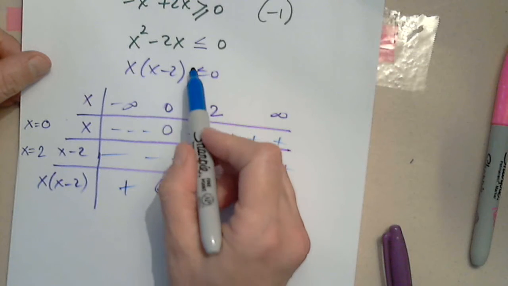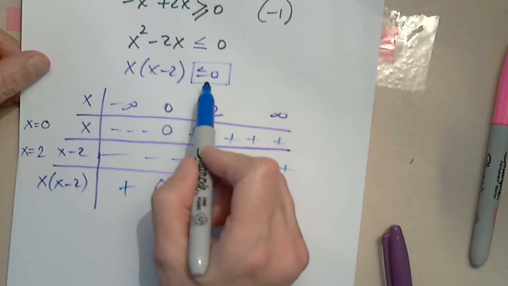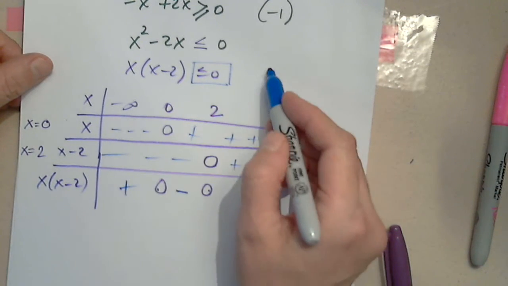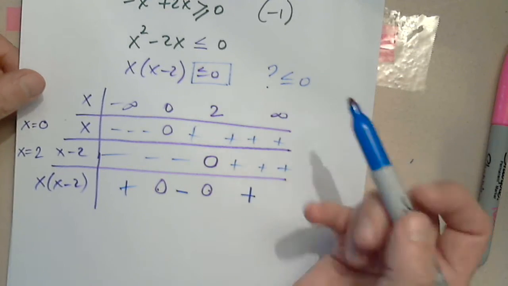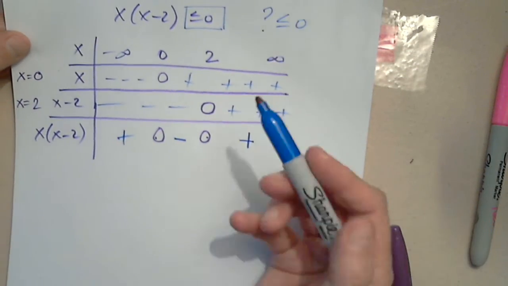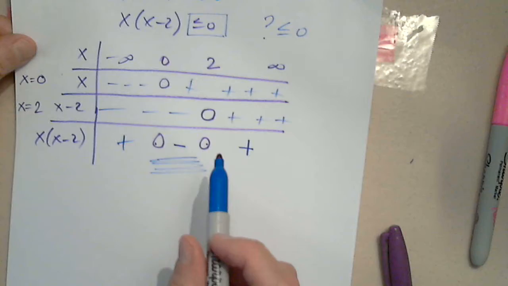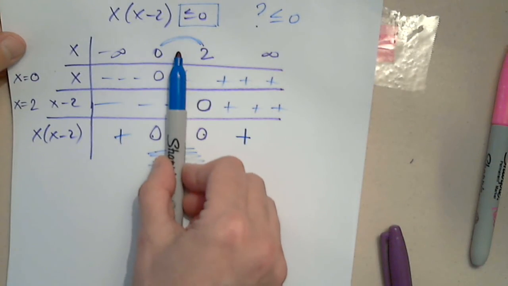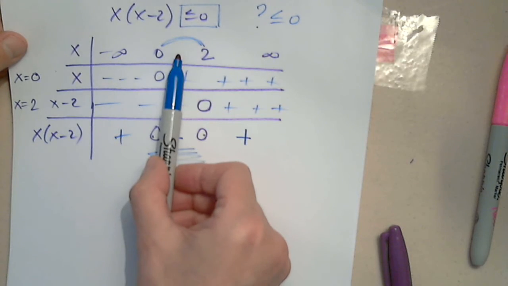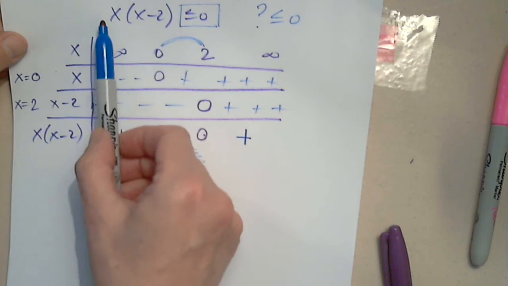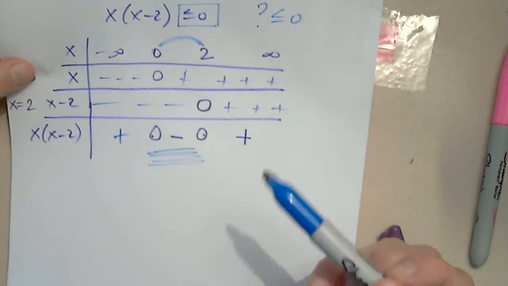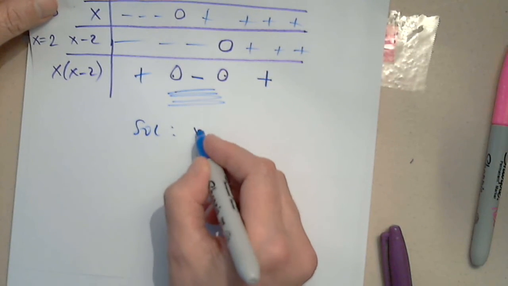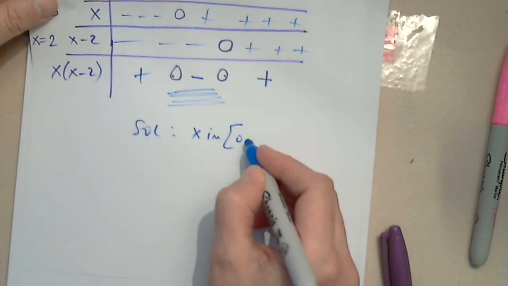Now, again, this tells me what to pick. What sign is less than or equal to 0? Negative. Exactly. Here's negative, which means that this is the solution. We are asked to find x such that this is less than or equal to 0. So the solution: x in the interval 0, 2.